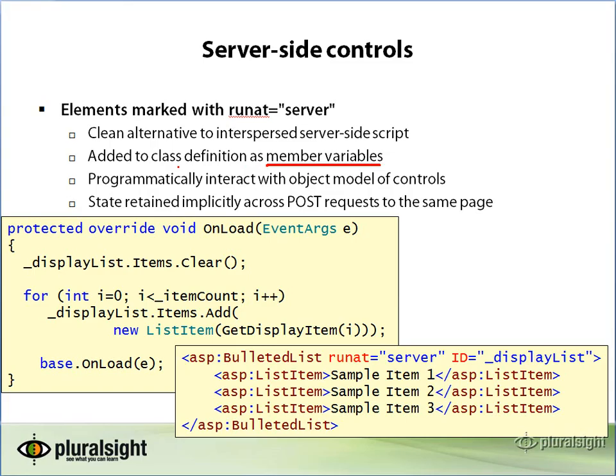So that class that we saw that was automatically generated from the ASPX file is going to be augmented with a new member variable of a specific type that you can then programmatically access on the server, instead of having to intersperse script notation to generate dynamic content. You can actually programmatically manipulate the objects that are added to your class definition. And this gives you a much cleaner way of generating content dynamically and having it rendered to the client without having to clutter the markup on your page.